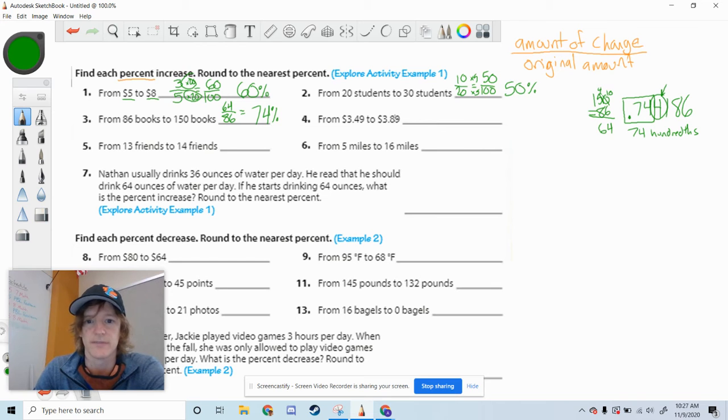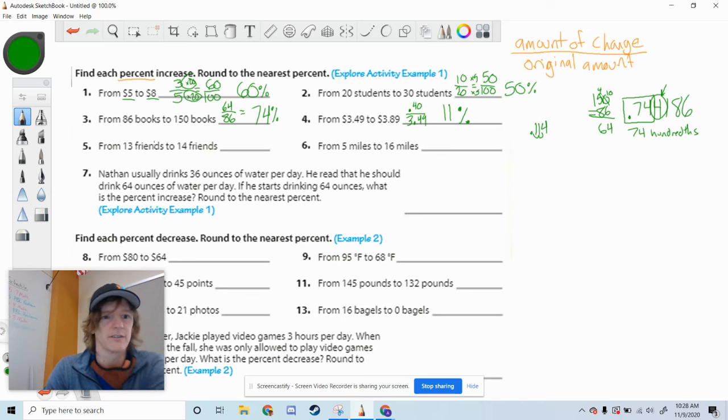So on this one, we're going from 3.49 to 3.89. That is up by 40 cents. So up by 0.40 is our change. Our original amount was 3.49. So 0.4 divided by 3.49 gives us 0.114, which would mean over 2 spots. So it's 11.4%, rounds to 11.